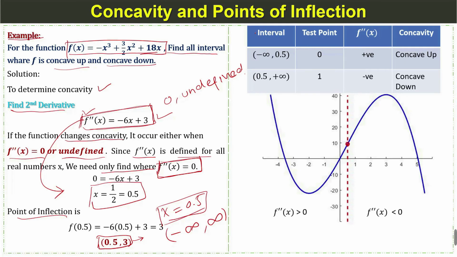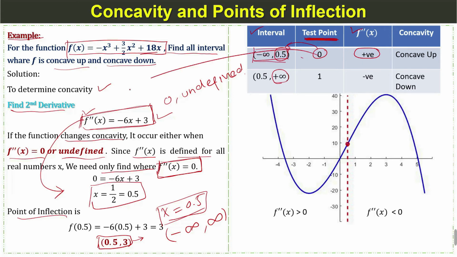Here we have the interval from minus infinity to the point of inflection 0.5, where the second derivative of the function is equal to 0 or undefined, and then from 0.5 to positive infinity. So we take some test points to determine the sign of the double derivative. We take the point 0 from this interval, and here we can see the sign of the double derivative is positive.